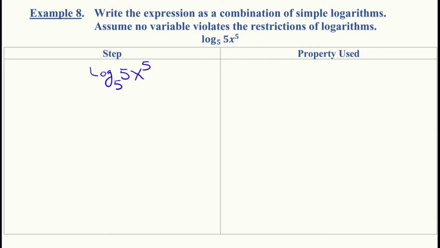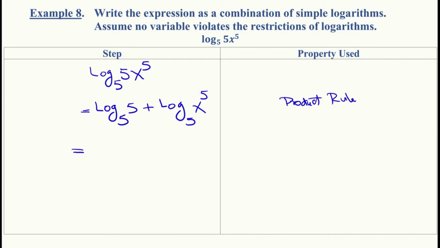So let's go ahead and first and foremost apply the product rule. So we get log base 5 of 5 plus log base 5 of x to the 5. Now, so here the property we used was the product rule, and of course we used it from left to right.